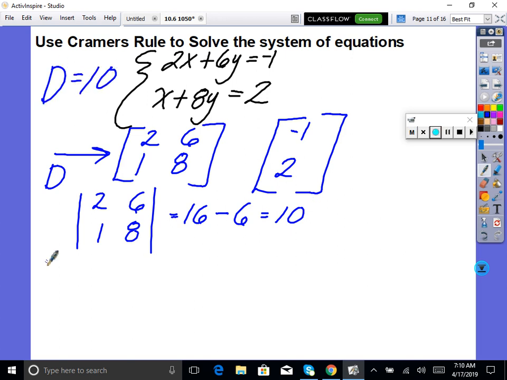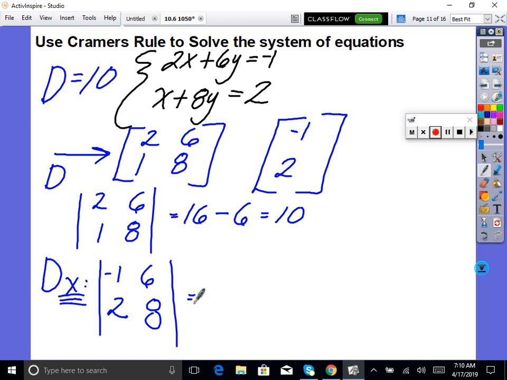So now if we want to find D of X, determinant of X, what you'll do is you will put in your straight lines. You're going to replace your x's, which is this, with your equal sign. So replace 2 and 1 with this. So that would be negative 1, 2, 6, 8. So now let's find the determinant replacing x. So that would be negative 8 minus 12, which is negative 20, isn't it?